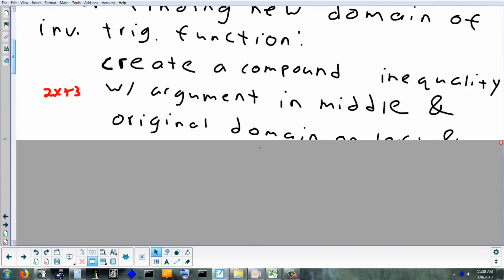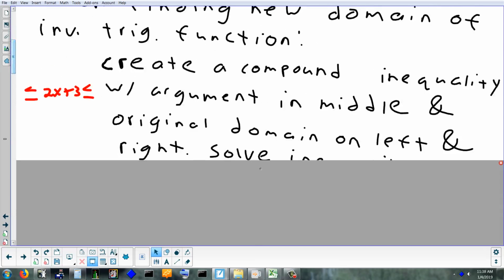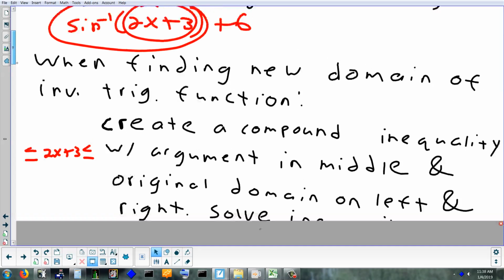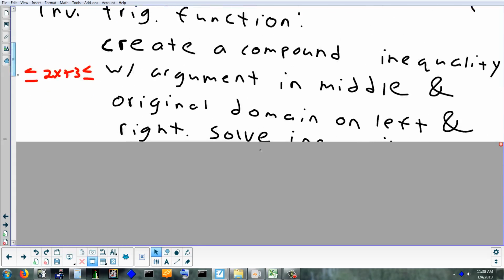And then on the left and on the right, you put the bounds of the original domain. For inverse sine, that's negative pi over 2 to pi over 2. So negative pi over 2 to pi over 2. And now I would solve that and get x by itself in the middle. So in this case, minus 3, and then double everything.